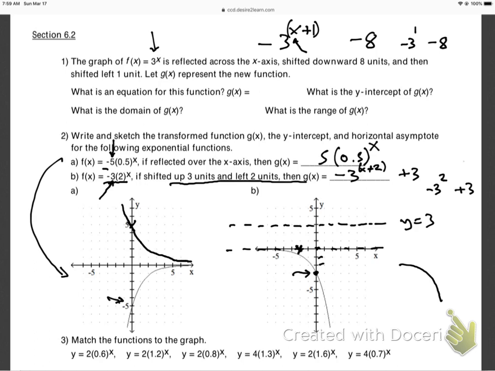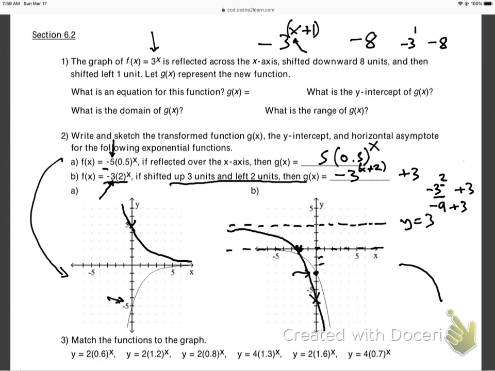Now remember, this here, this is just a negative. I'm going to square the 3 first to get 9. This is negative 9 plus 3, which is going to give me negative 6. So again, I'm going to put a point here. And now I can do something like this. Okay, so that's what it will look like.